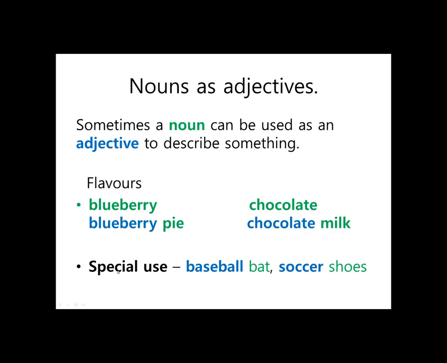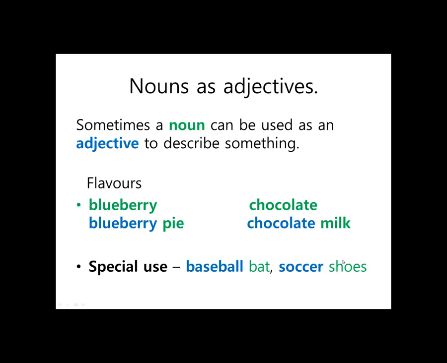And we can use nouns as adjectives to describe a special use. Okay, so baseball is a noun. It's a sport. But here we are using baseball to describe the type of bat. What kind of bat? It's a baseball bat.